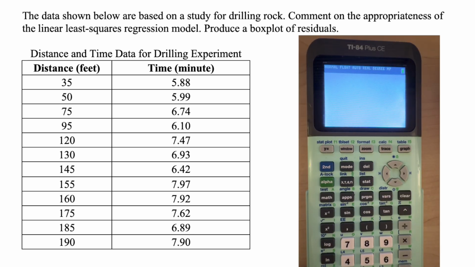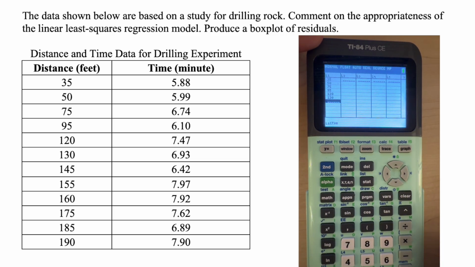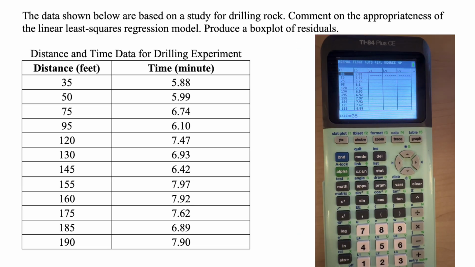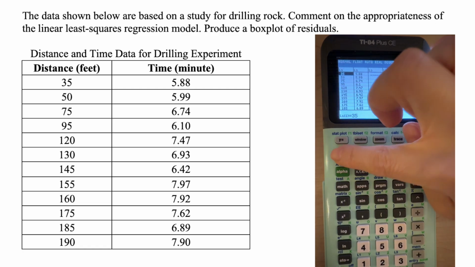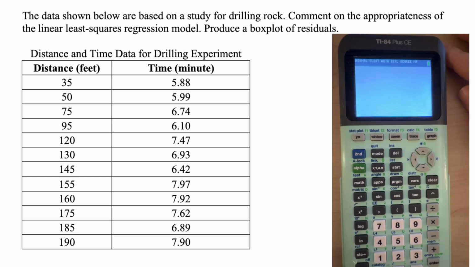First, I'll enter the distance and time data into the calculator. Press Start, then choose Edit and press Enter. I enter the distance in L1 and I enter the time in L2. After entering the data into the calculator, I will get out of the screen by pressing second quit.